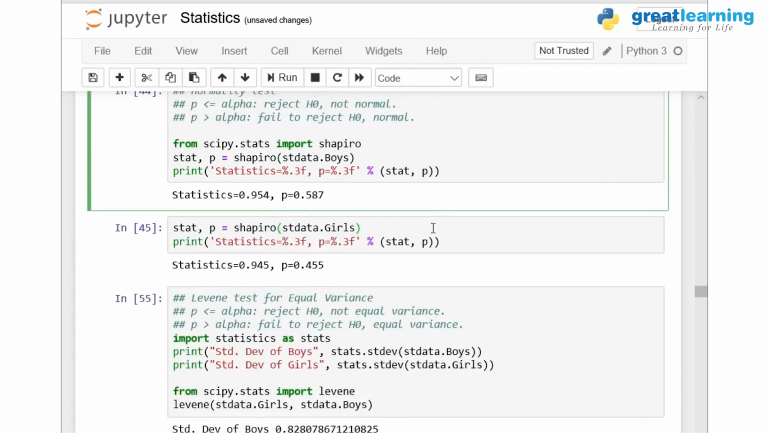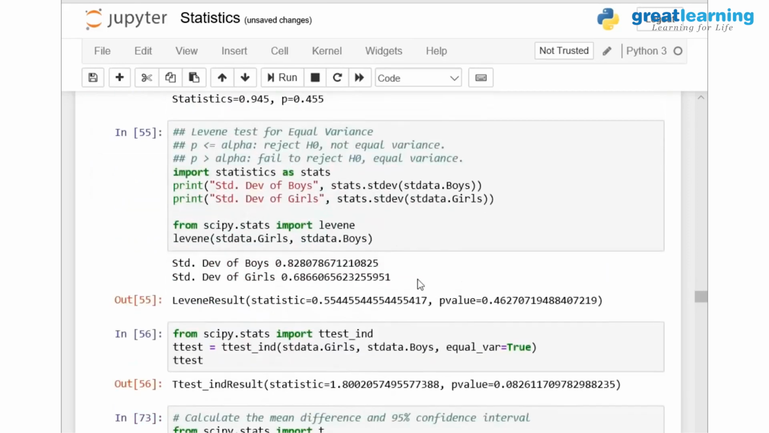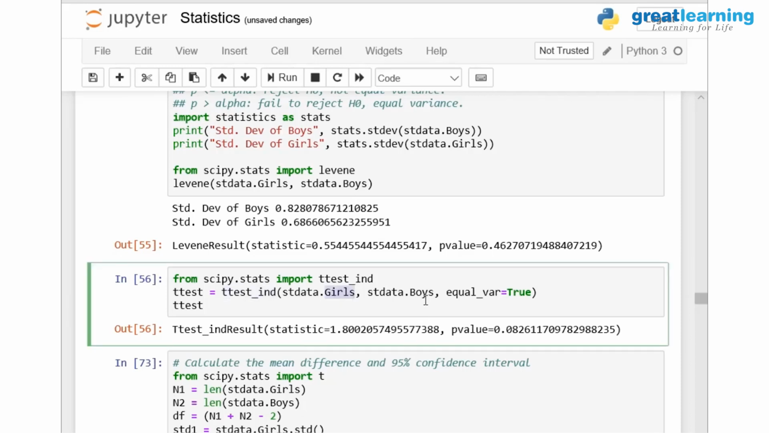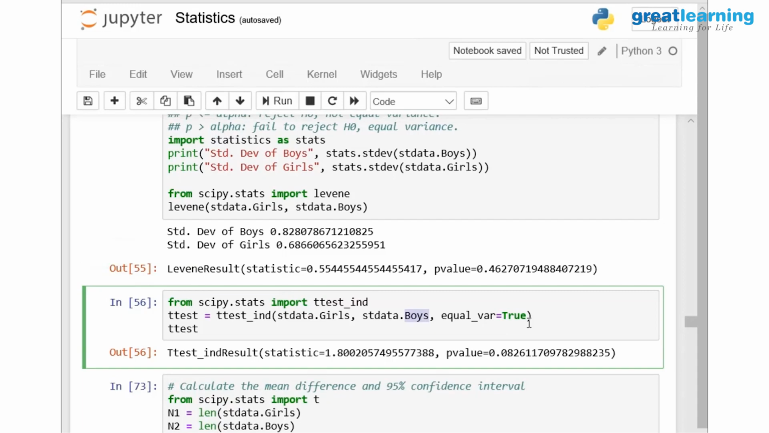So I hope what I've shown in the test codes are, first, you have to test for normality, you have to test for equal variance. Shapiro for normality, QQ plot for normality, histogram for normality, 3 ways I have given. Levene's test for equal variance. Having done that, I now apply the independent t-test. I give the girls data vector, I pass the boys data series, the 2 series of data, and I say equal variance.